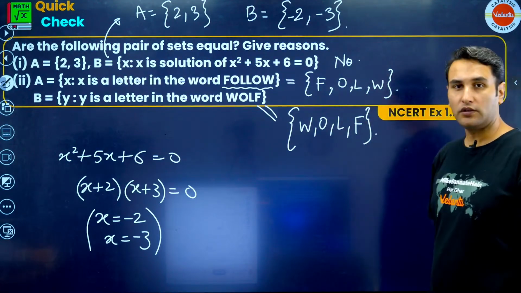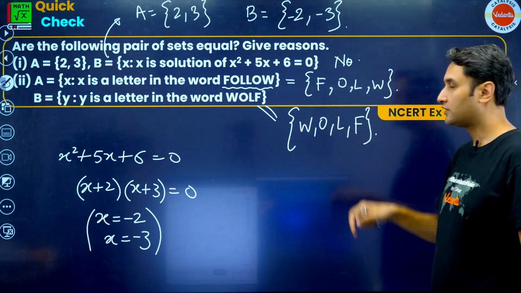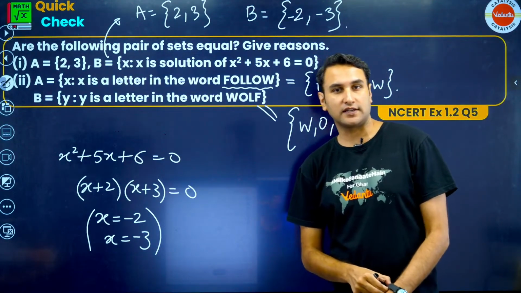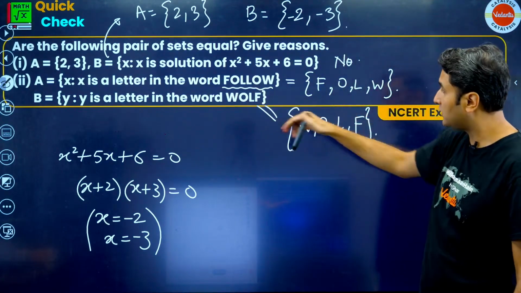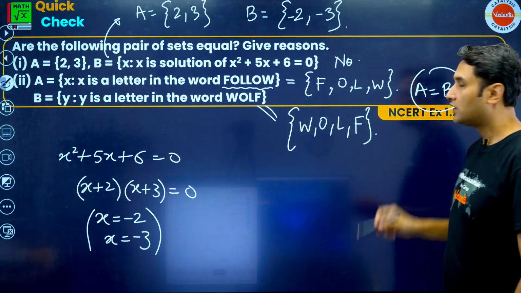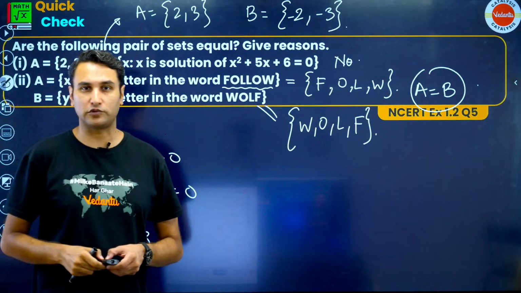Are these two equal? Yes. W, W, O, O, L, L, F, F. So yes, the letters or the elements in both the sets are same. So these two A and B are same. In this case, A is equal to B. So such very simple questions come from this particular portion.